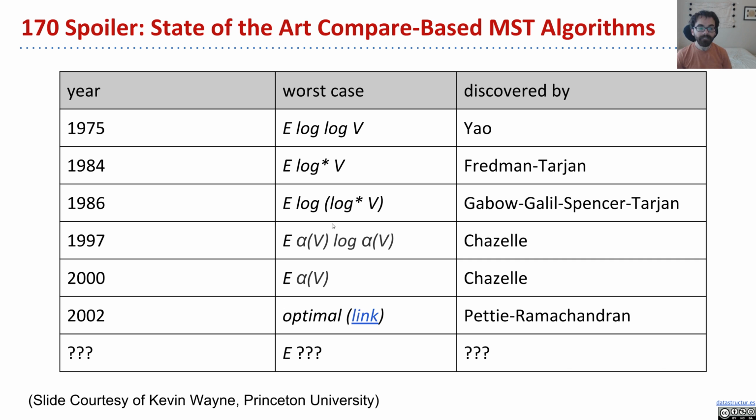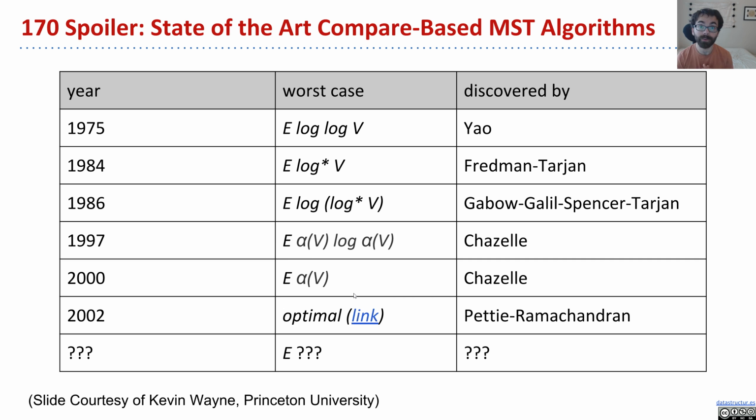Now in 97, there was an even better algorithm discovered, which was E times the inverse Ackermann function of V times the log of the inverse Ackermann function of V, where this is even slower growing than log star. And in 2000, this was reduced, so we got rid of this pesky log inverse Ackermann function factor, and it was just E times the inverse Ackermann function of V.